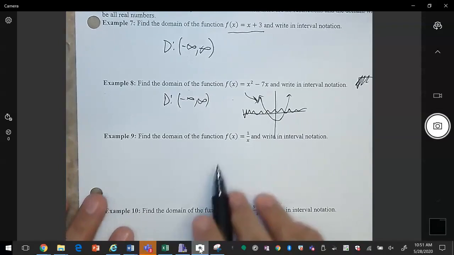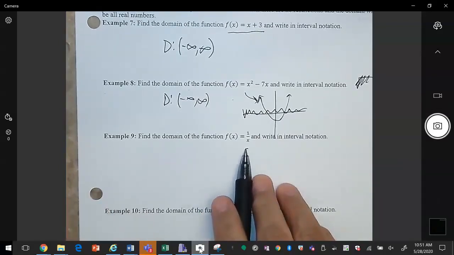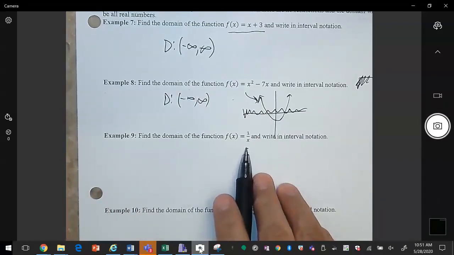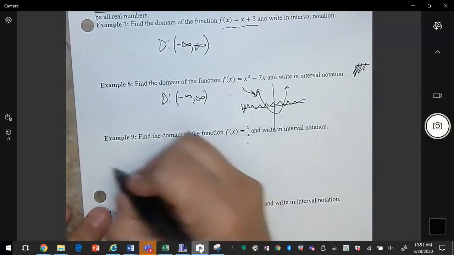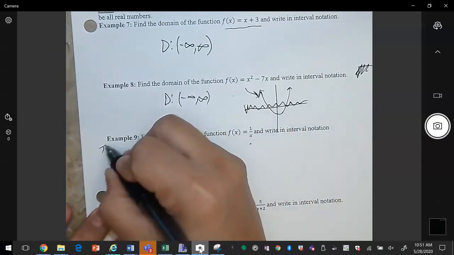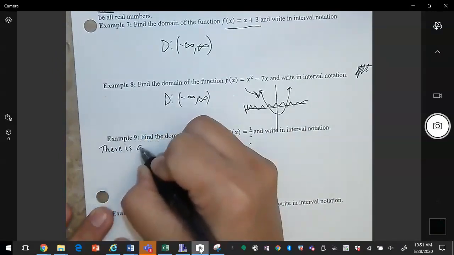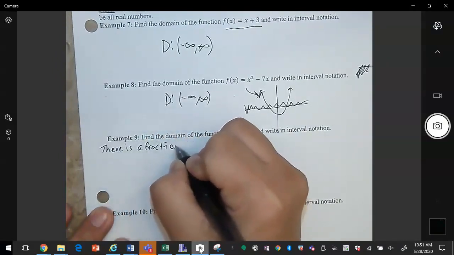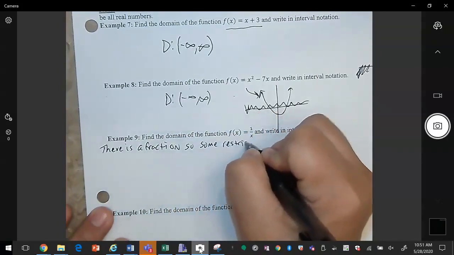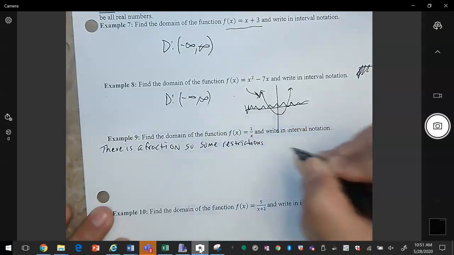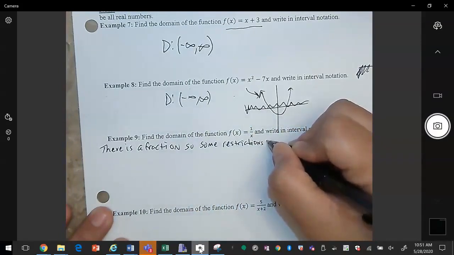Then the next one, find the domain. Do we have a fraction? Yes, we have a fraction. So what that means is that there's some restrictions. Okay, so I'm going to say here, there is a fraction, so some restrictions will apply.